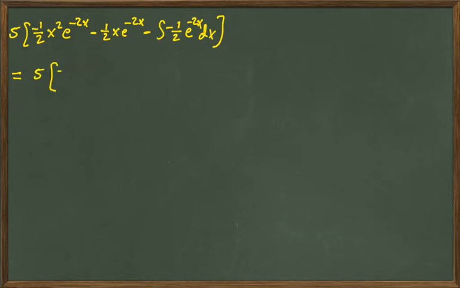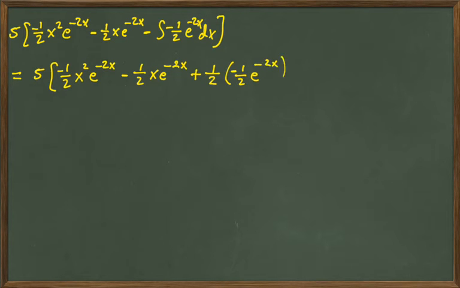Okay, so we got 5 times negative 1/2 x squared e to the minus 2x minus 1/2 x e to the negative 2x plus 1/2 times negative 1/2 e to the 2x plus c. We should probably put this here. It actually doesn't matter here, but we're going to put that bracket there. All right, let's go ahead and distribute the 5 through. So we have negative 5/4.